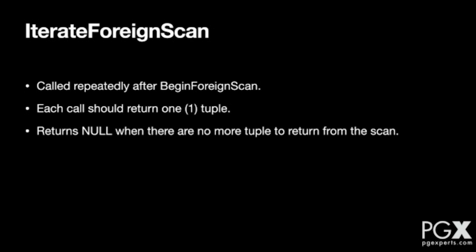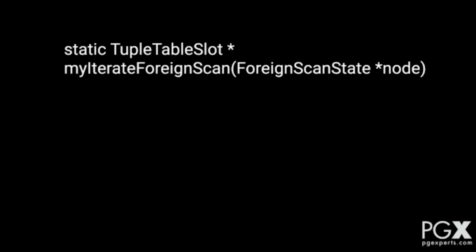After that is iterate foreign scan. This is where you actually return data back to the executor. So this is what it's all about. It's called repeatedly after begin foreign scan. You hand one tuple back up, and you return null when there's nothing more to return. Kind of very simple. It looks like that. Couldn't be easier. That same opaque foreign scan state that you got called with before, you get called with it again.